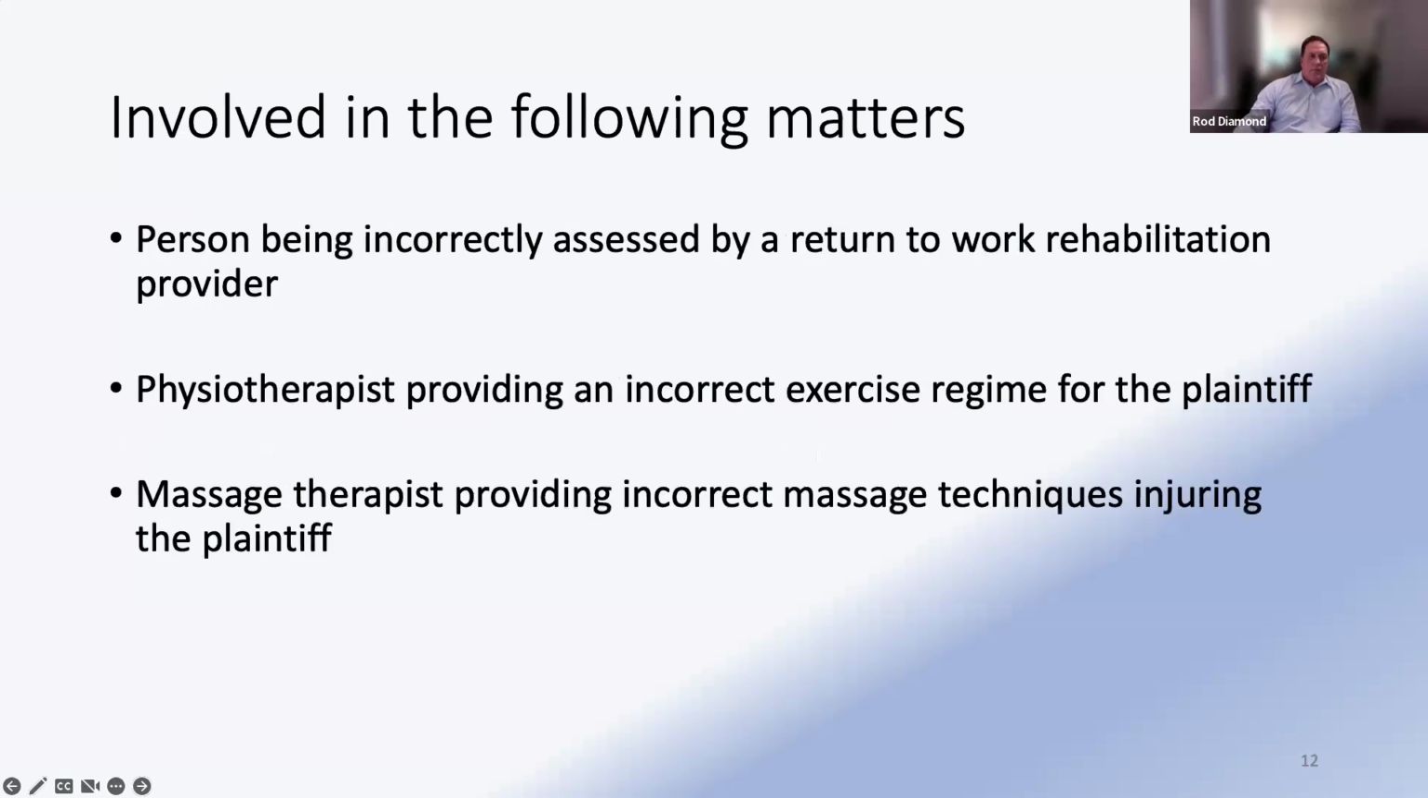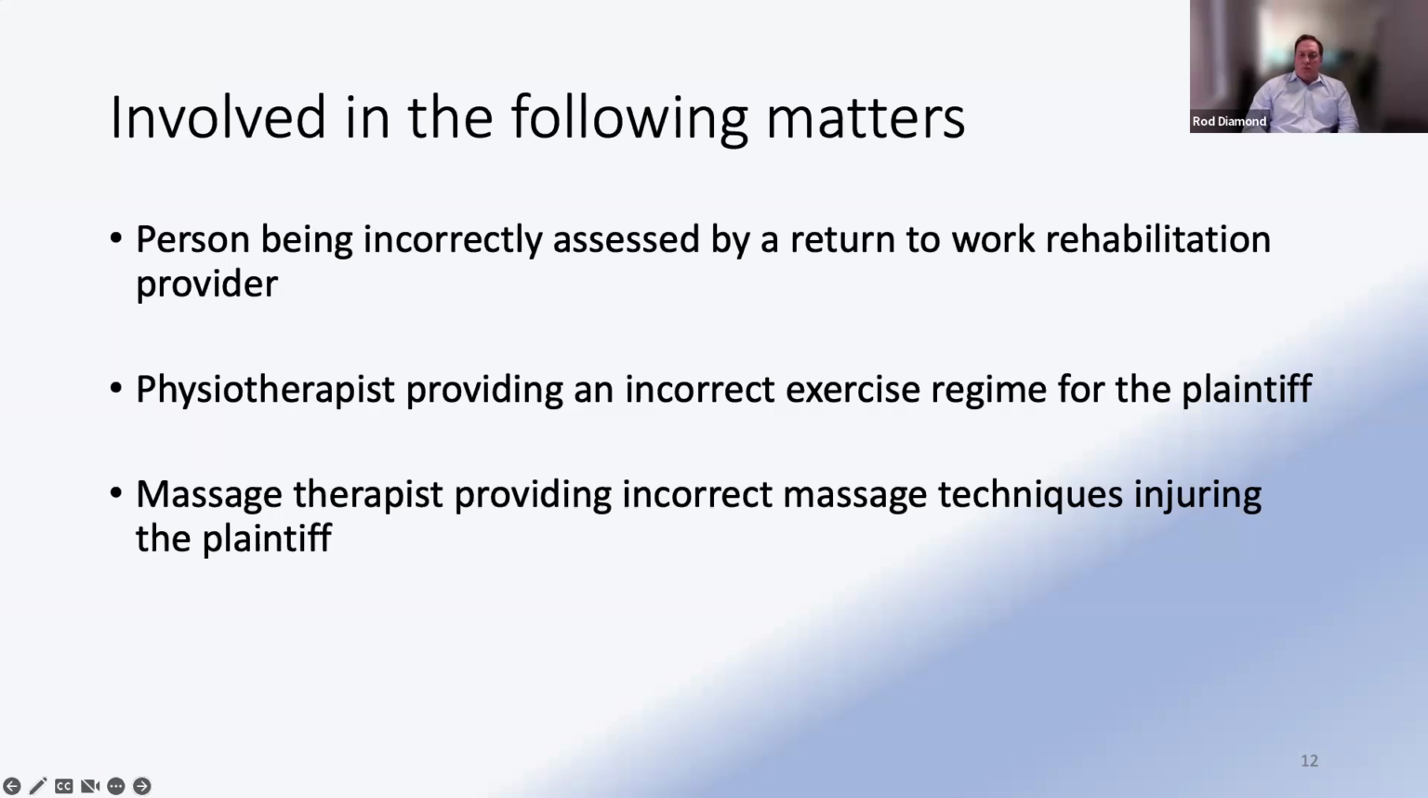A further matter I was involved with was where a person was incorrectly assessed by a return to work rehab provider. In this area, I provided a report for the lawyers, again acting for the injured person, that included why the assessment was incorrect. And then I conducted a functional capacity assessment with questionnaires and looking at the worker's occupation for a return to work.